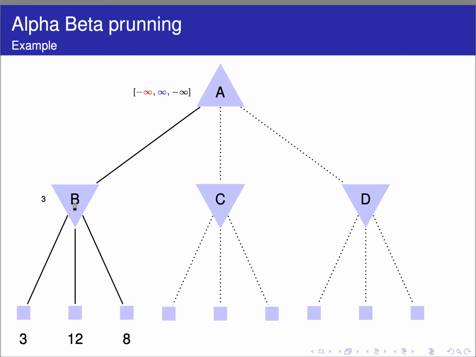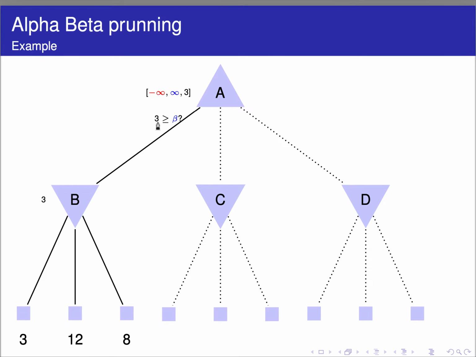This is depth first search, so now we go back. A will now query B, and the value for B is going to be 3, right? So now the maximizer wants to see if 3 beats the value that it has for beta, and it doesn't. 3 does not beat the value that it has for beta. The value is initialized to 3, right?